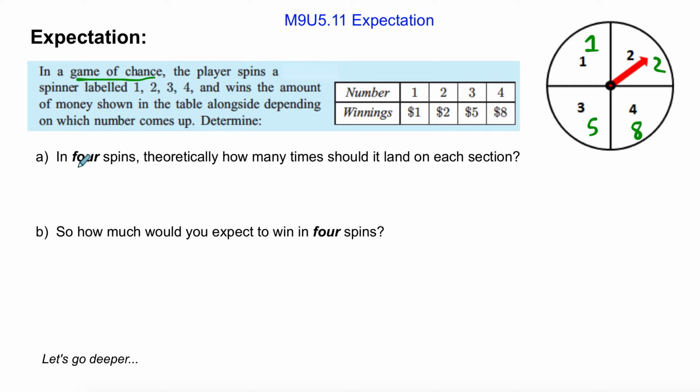So it seems like in 4 spins, theoretically, you should get one of these, one of these, one of these, and one of these, right? So in 4 spins, how much would we expect to win?